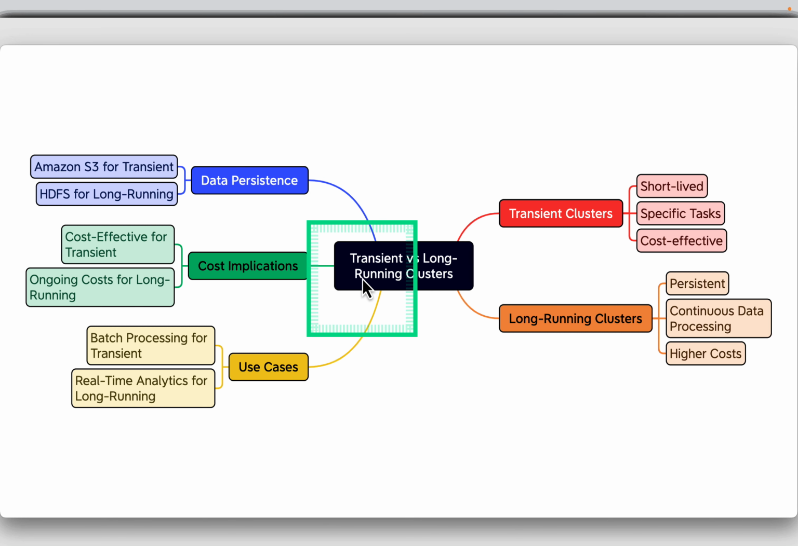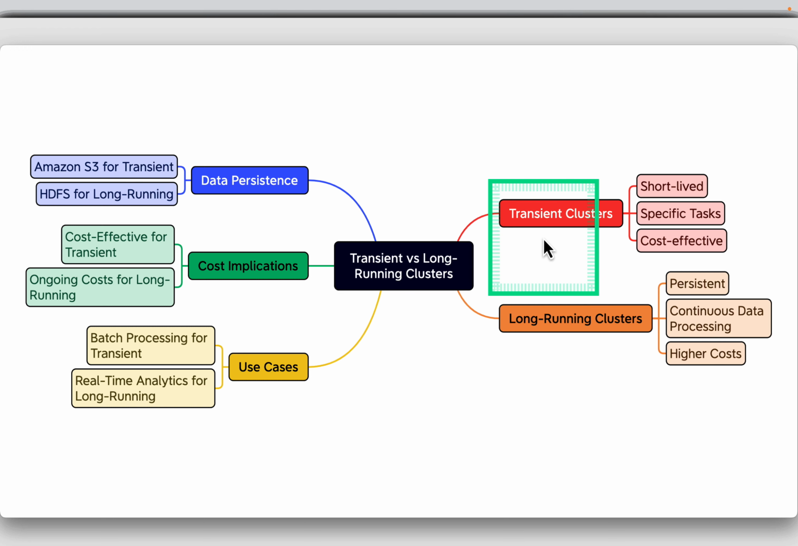Okay, now I'll just talk something about, there are two types of cluster. One is transient and long running clusters. So first one is transient clusters. These transient clusters are short-lived EMR clusters designed for specific tasks. They are terminated once the job or workflow completes, resulting in a cost-effective solution for one-time data processing tasks.